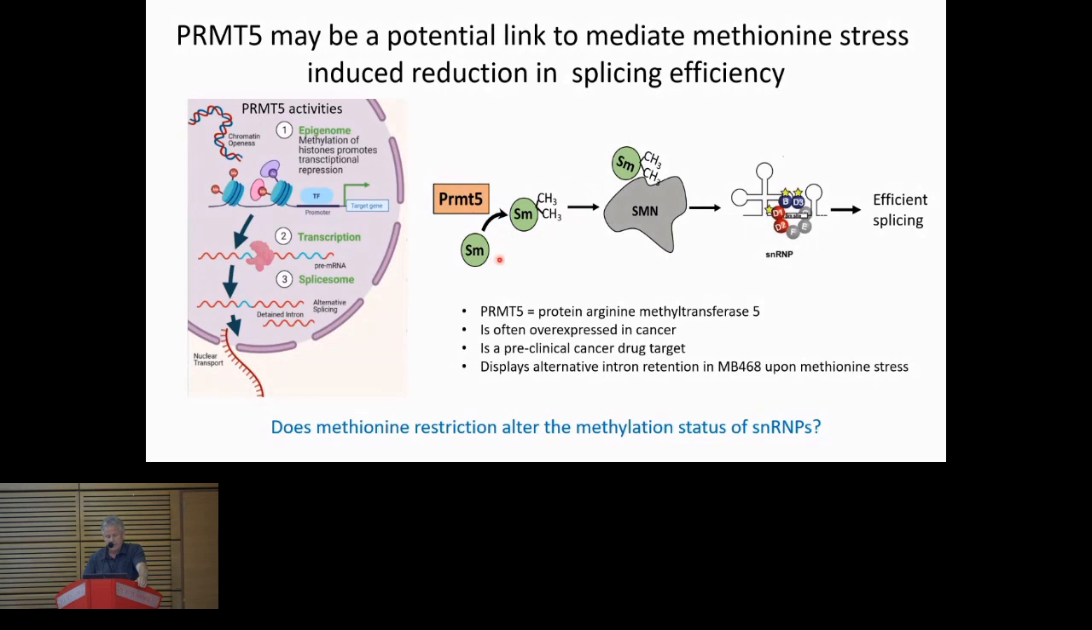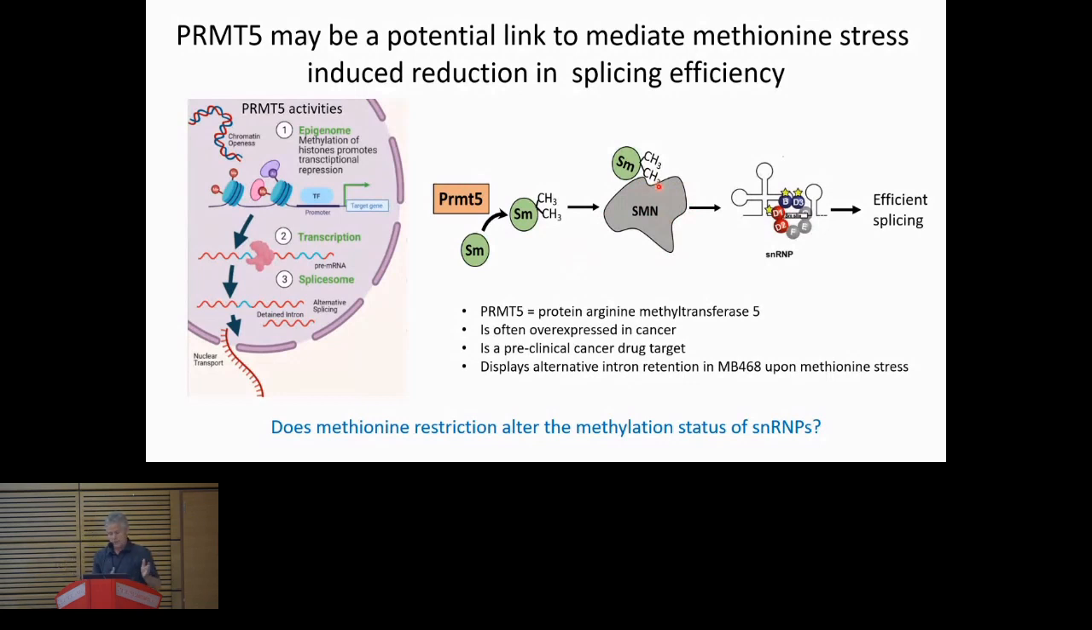And the way the SNRP assembly works is that there are 7 SM proteins that form a ring, as shown here. They get incorporated into the SMN complex, which is a chaperone complex that assembles the whole SNRPs.